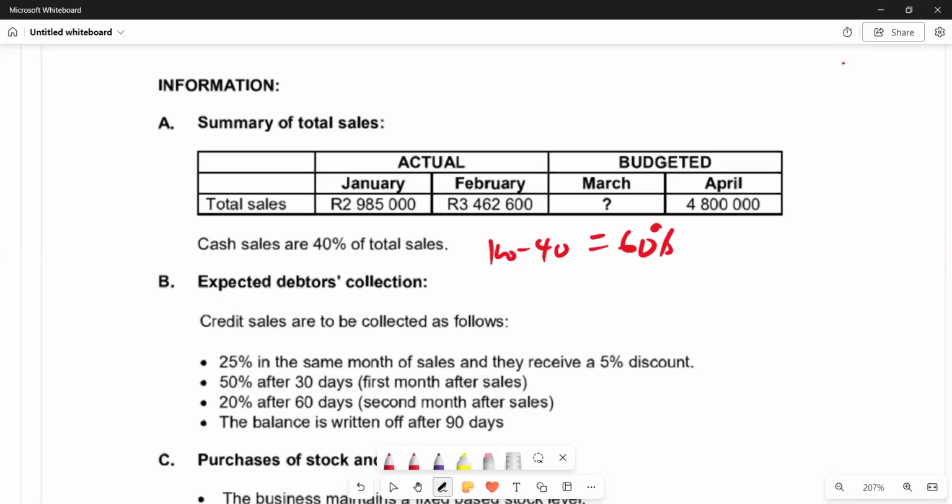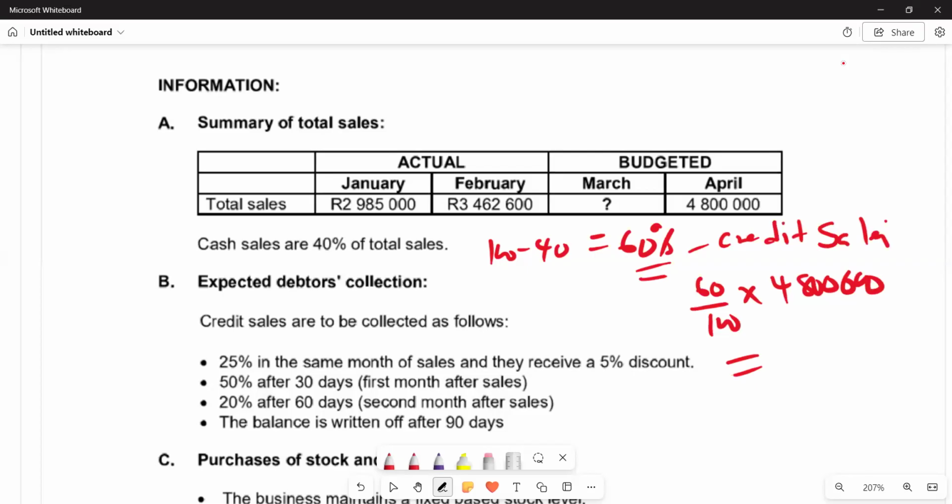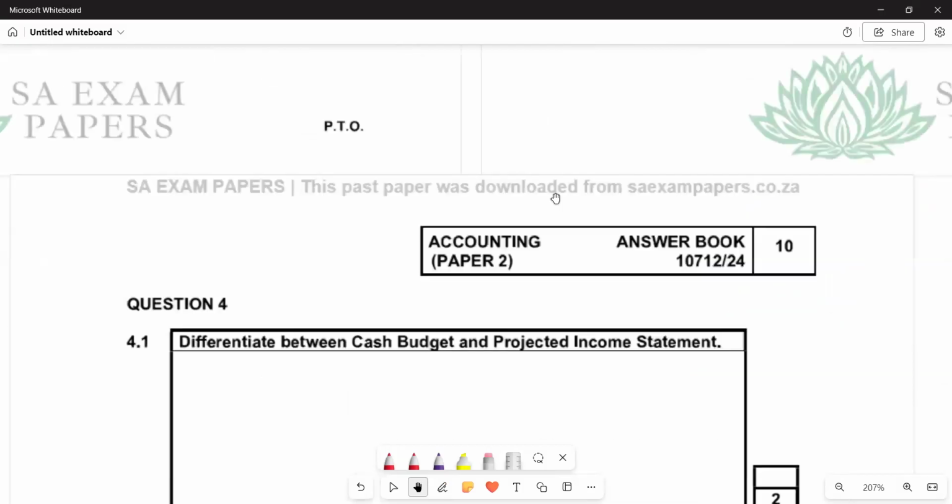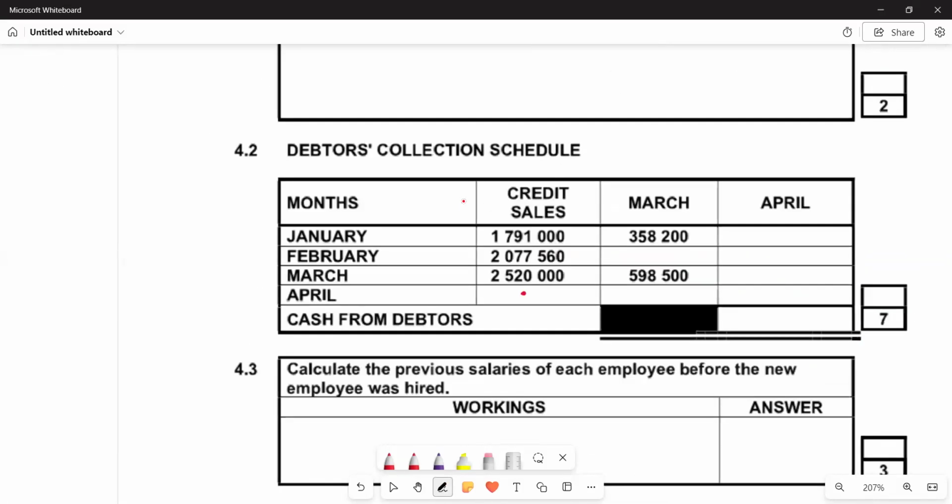So we are going to calculate our credit sales for April, and the proportion for credit sales is 60%, according to what we calculated. Remember, we were given cash sales at 40%, and subtracted from 100%, we got 60%, which represents our credit sales. So in the calculation we say 60 over 100, multiplied by 4,800,000. Calculating it correctly, the answer is 2,880,000. So we enter that as our answer for the credit sales for April in the collection schedule.